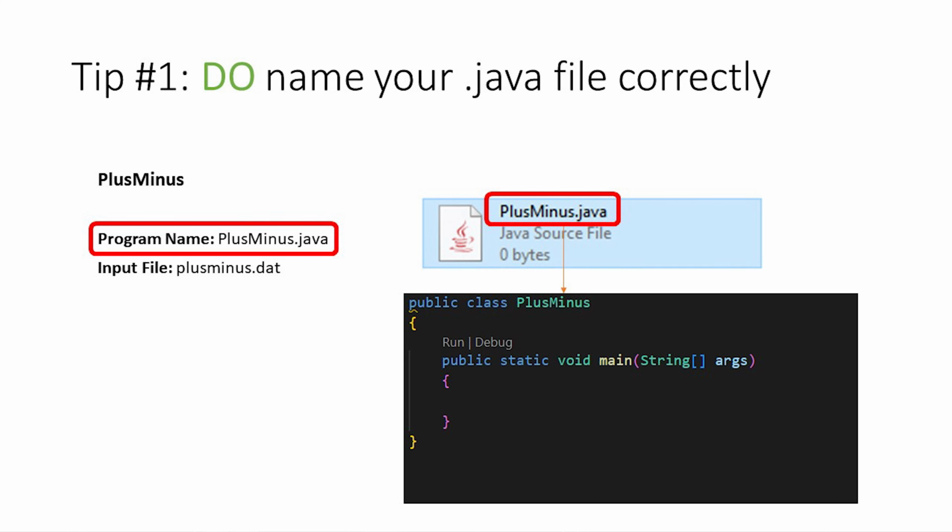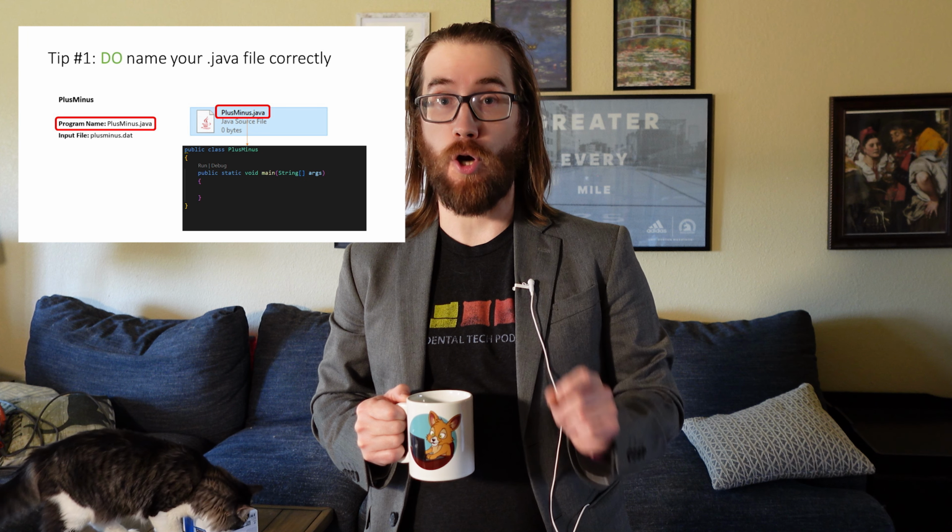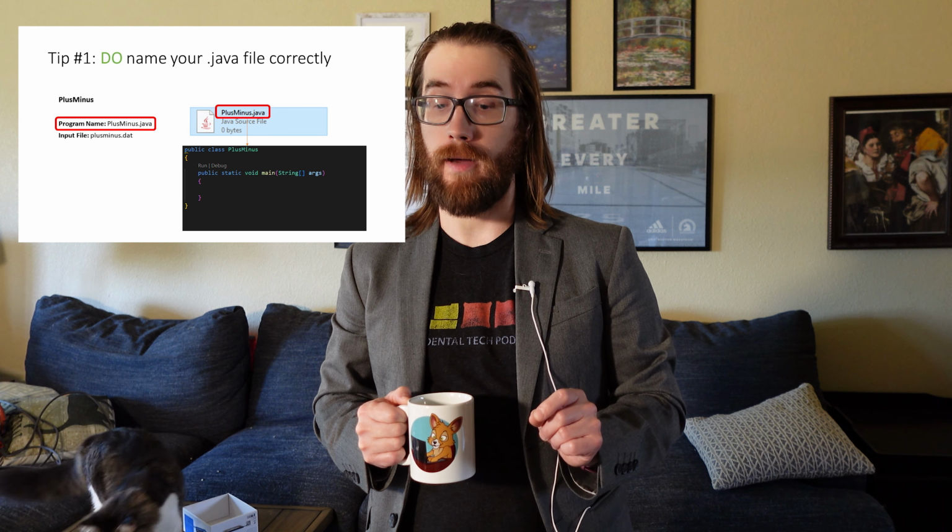Also, the name of your class must match the name of the file. If your file is named +minus.java, then your class must be declared as public class +minus. If your file name and class name don't match, then your code won't compile and it will be judged incorrect.